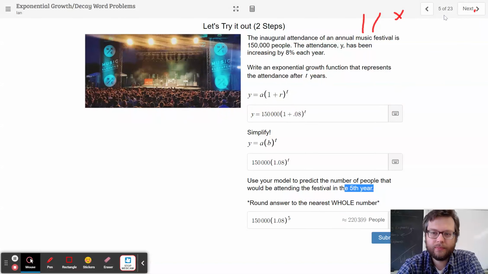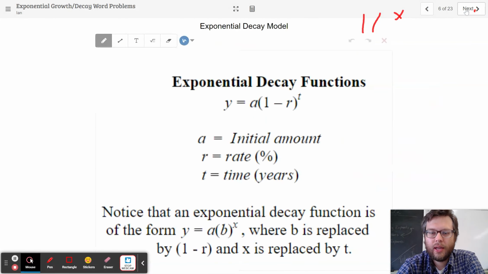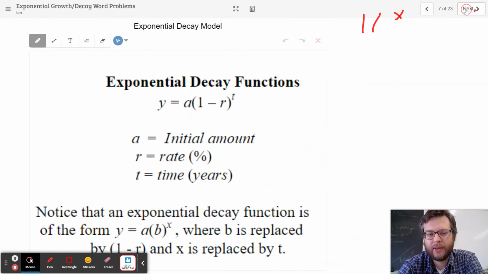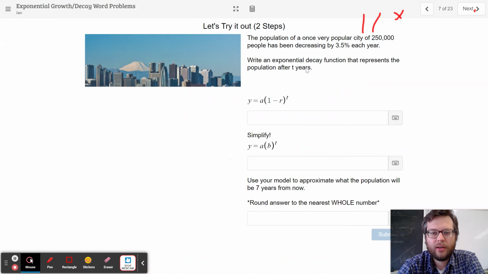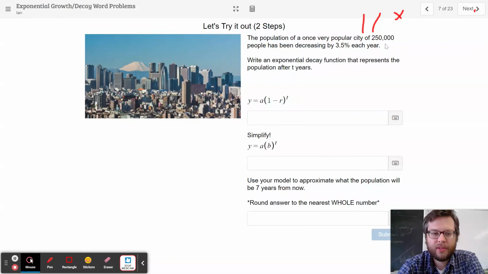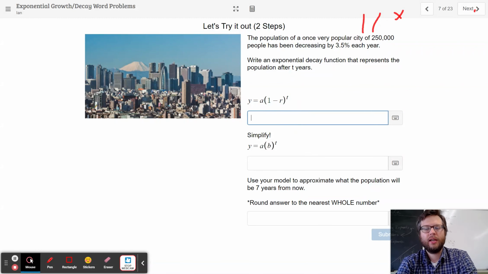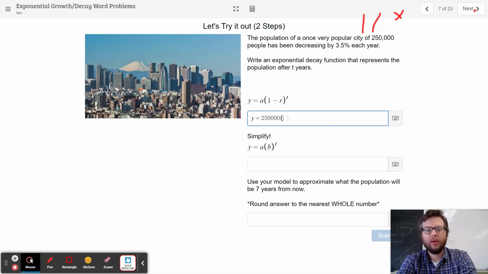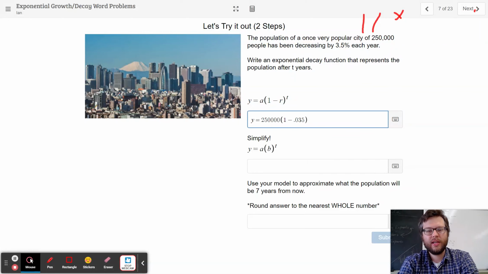5th year. All right. Exponential decay is the same idea, but instead of plus r, you're doing minus r. So right here, if we have a city of 250,000 people, and it's decreasing by 3.5%, I can write that as y equals 250,000 times 1 minus 0.035. I wrote it as a decimal. You want to raise that to the t power.